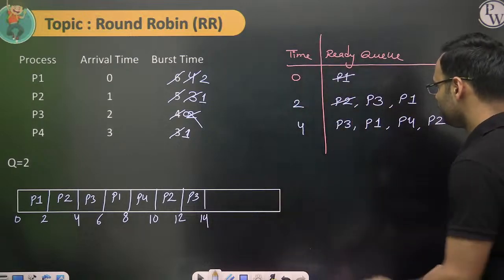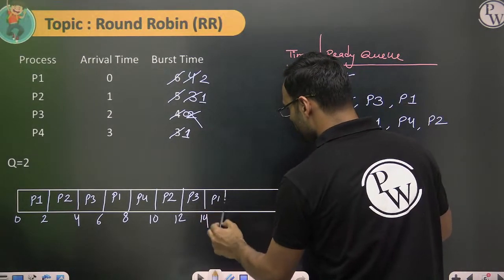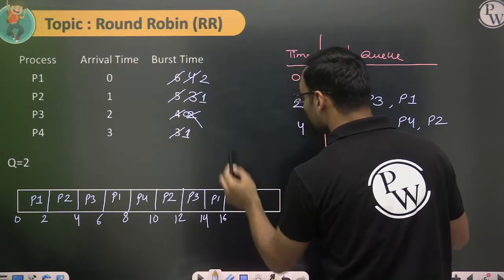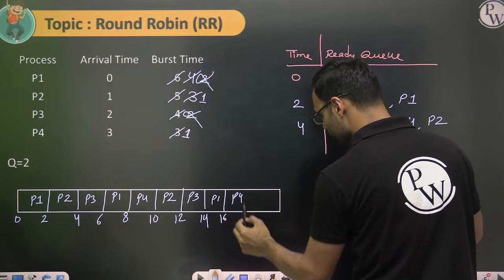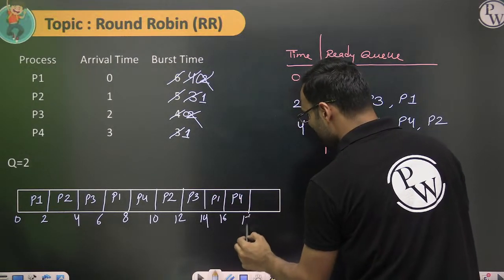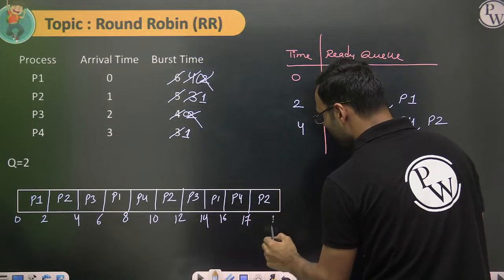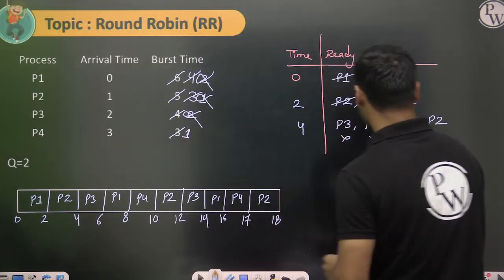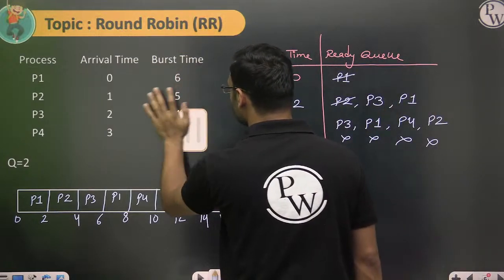Completed. P3 done. Then P1, 2 time unit, 16 completed. Then P4, 1 time unit, 17 completed. Then last P2, 1 time unit, 18 and done. All processes done? Yes. Till 18 time unit, all processes will run.